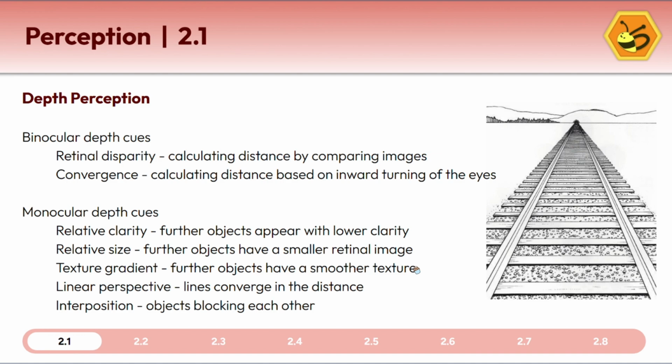Let's start off by defining depth cues. A depth cue is something that allows us to perceive our world in 3D. This is really important because in reality, the image formed by our retinas and our eyes is actually in 2D. So to be able to perceive things properly like depth and distance, we need to use our depth cues.